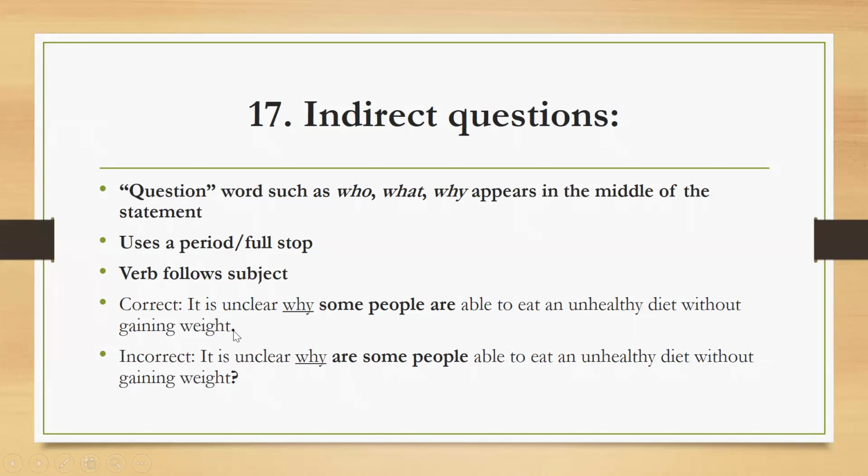Am I making sense now? So it is incorrect to say, it is unclear why are some people able to eat an unhealthy diet without gaining weight, and then put a question mark. The why suggests a question being asked, but it is a question in the middle of a sentence, and therefore you don't put a question mark. But if it is at the beginning of the sentence, at the end of the sentence, you put a question mark.